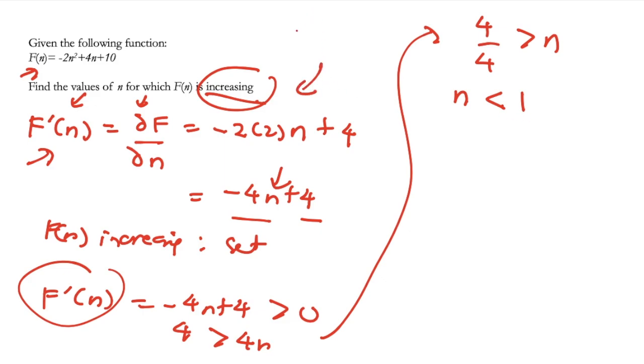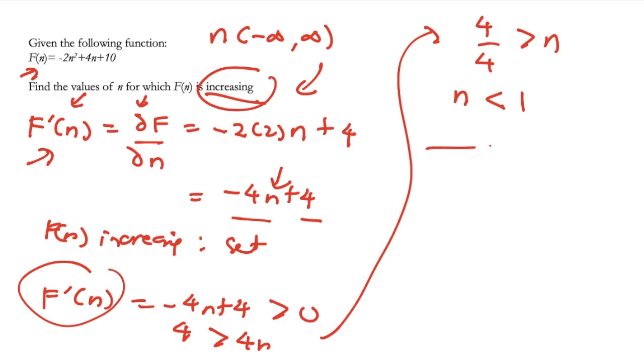Here we don't have limitation of n, because it doesn't say that n has to be positive or negative, so n can vary between minus infinity to infinity. So that means as long as the value is less than 1, or it can be 0, can be minus 1, anything, fn will be increasing.